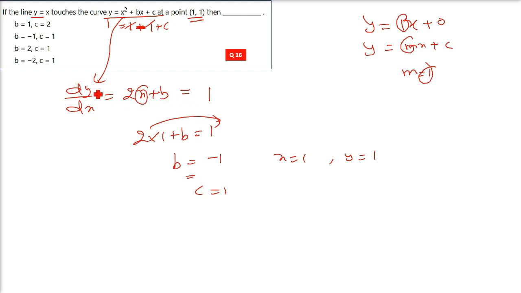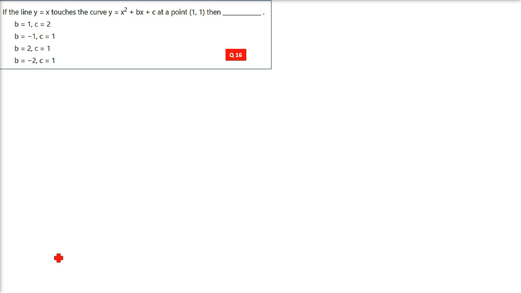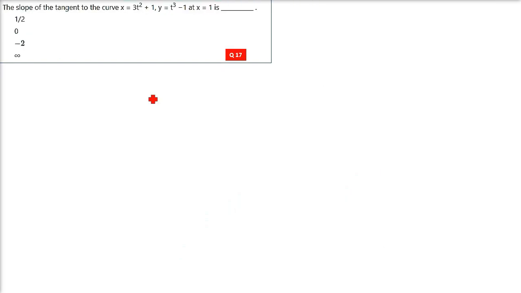So b is negative 1, c is equal to 1. So the whole answer is this one: b equals minus 1, c equals 1. So this is how you're going to go about it. b and c, this is the solution for you. The slope of the tangent to the curve, this one and this one, at x equals 1. So this is quite clear to you.